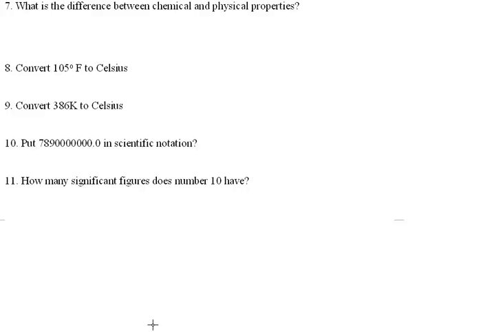All right, this is part two of the video for the answer key for the review guide for chapter one. If we take a look at number 7, what is the difference between a chemical and physical property?